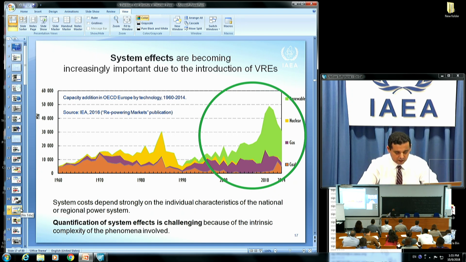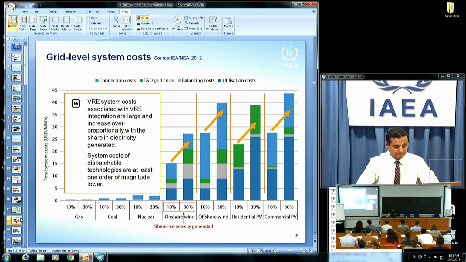What we see is that due to increasing share and introduction of renewables, we have what we call these system effects, which translates into costs. And these effects are becoming increasingly important due to the fact that we have more and more power generated from variable resources. So, slide 18.